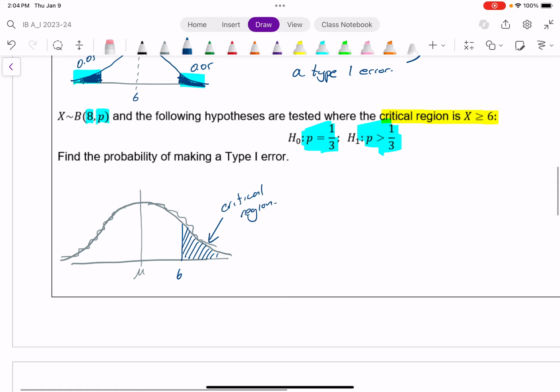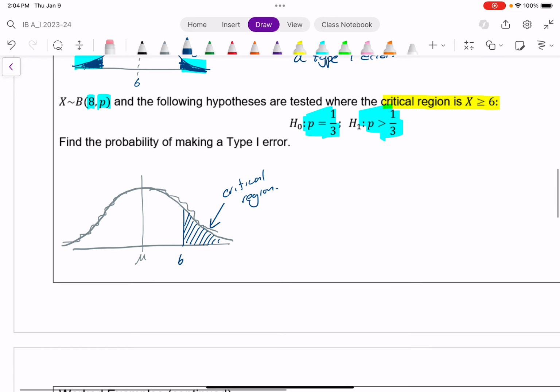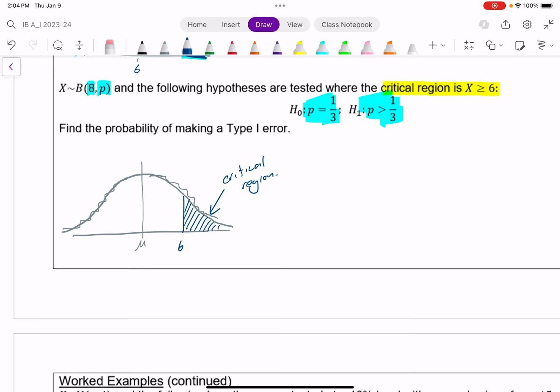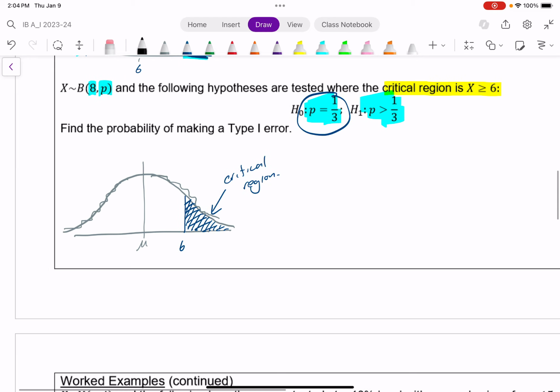And so, which again is everything greater than or equal to 6. So we want to find what's the probability that a result will end up being greater than or equal to 6, assuming the probability really is 1/3. And so I want to find the probability of x being greater than or equal to 6.